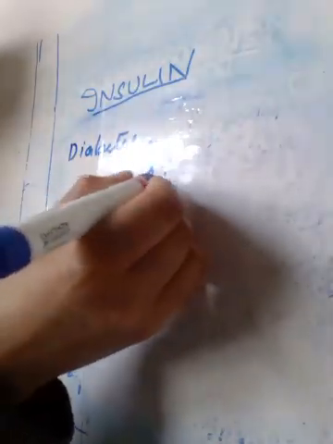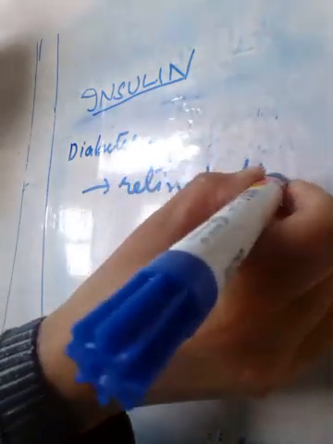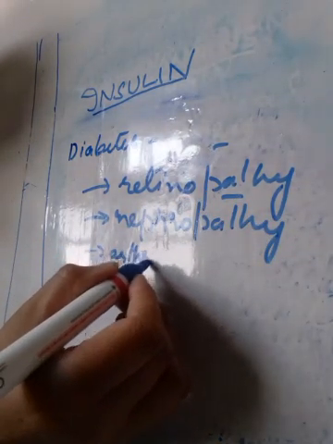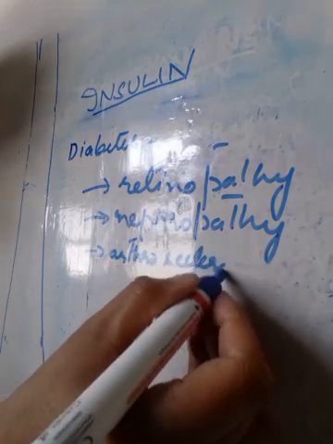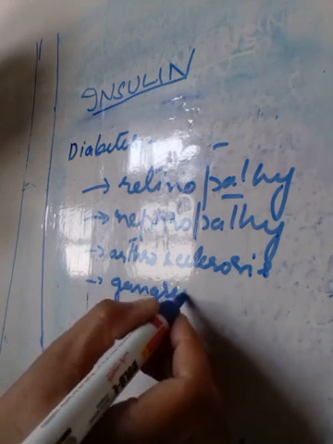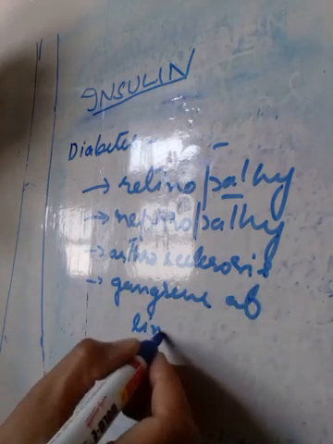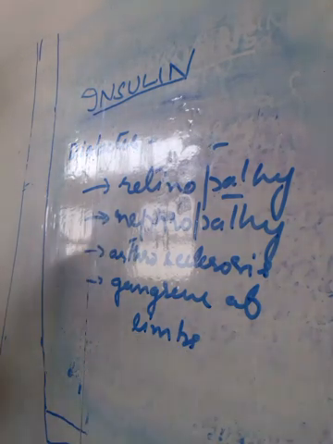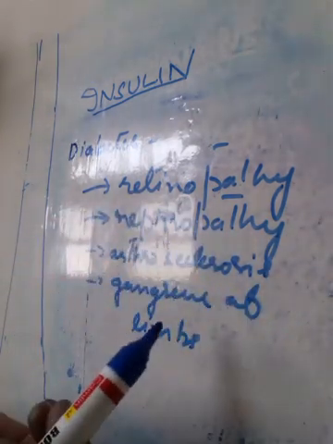Hyperglycemia causes different pathological states in the body, that is retinopathy, nephropathy, atherosclerosis, and gangrene of limbs. So the prolonged hyperglycemic condition in a body causes retinopathy, nephropathy, atherosclerosis, gangrene of limbs.